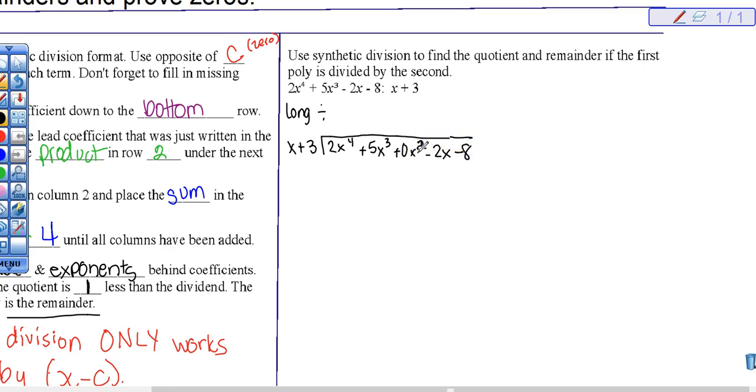And here we go. We're going to do 2x to the fourth divided by x is 2x cubed.